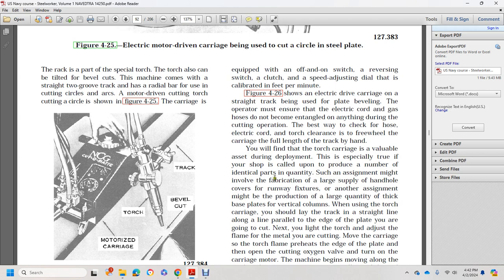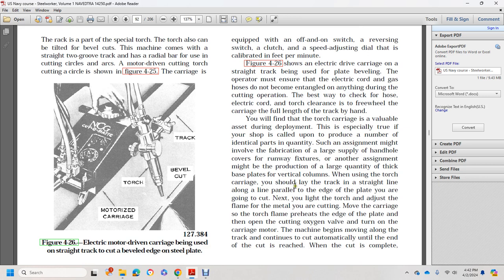Such an assignment might be involved with the fabrication of large supply hand hold covers, runway and fixtures. Another assignment might be production of a large quantity of thick base plates for vertical columns. When using a torch carriage, you should lay the track in a straight line, parallel to the edge of the plate being cut.